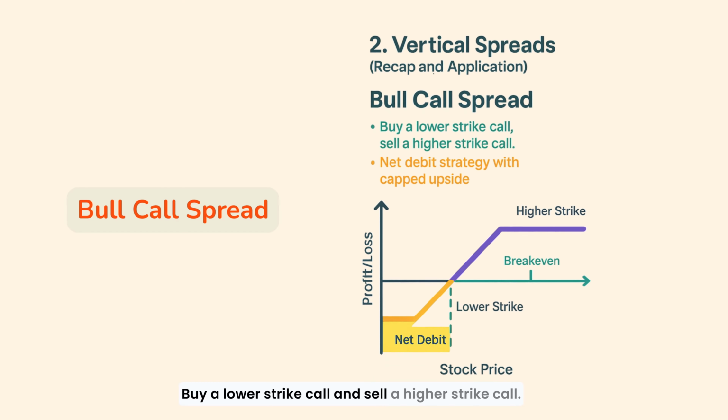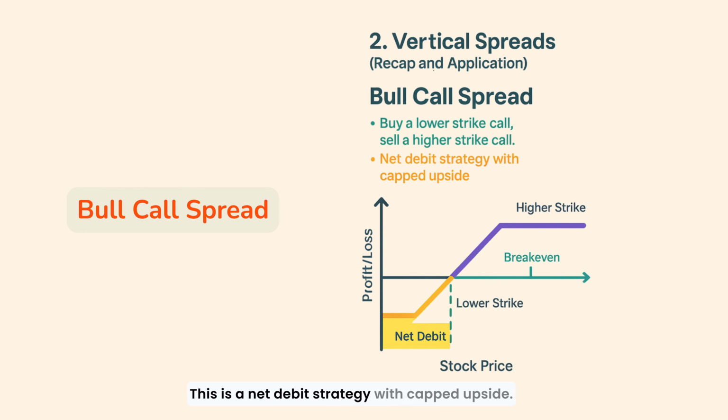Buy a lower strike call and sell a higher strike call. This is a net debit strategy with capped upside.